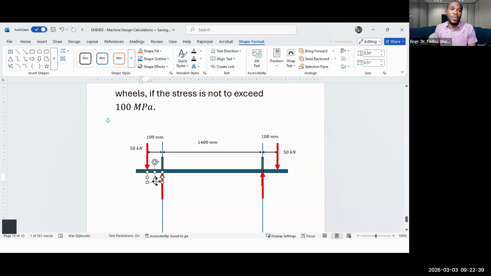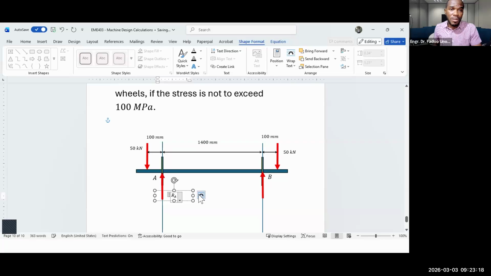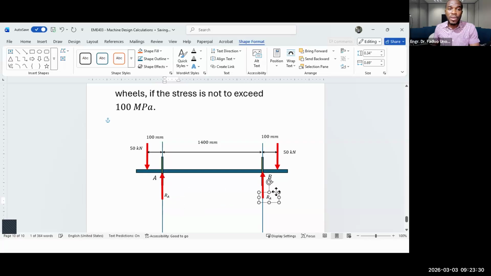So if we name this point here for easy referencing, point A, then we can name this other point here point B. Consequently, the reaction at point A, we can name it reaction at point A, and then similarly, we can name the reaction at point B like so.